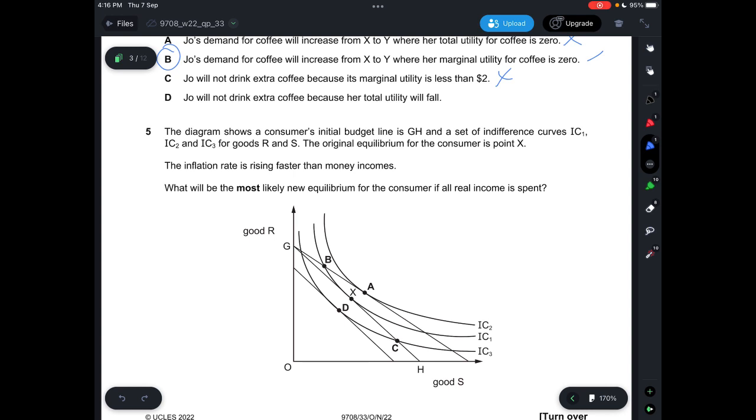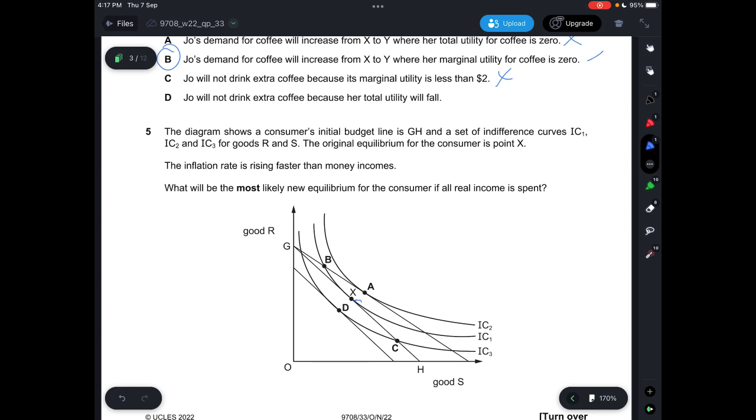a set of indifference curves IC1, IC2, and IC3 for goods R and S. The original equilibrium for the consumer is point X. The inflation rate is rising faster than money incomes, and what will be the most likely new equilibrium for the consumer if all real income is spent? So you can see originally it's at IC1 and GH, right, this point. And then here the inflation rate is rising faster than money incomes. And then what will be the most likely equilibrium if all real income is spent?